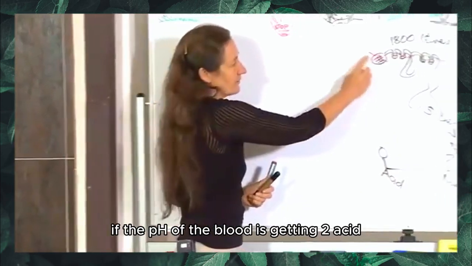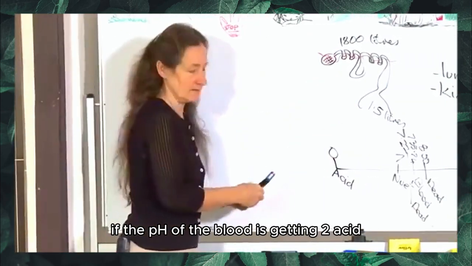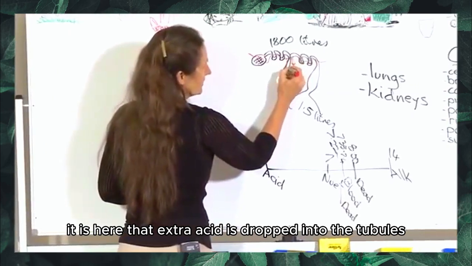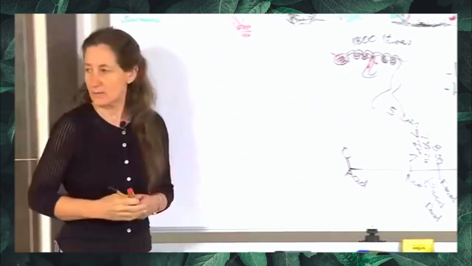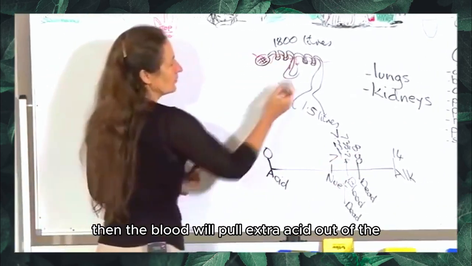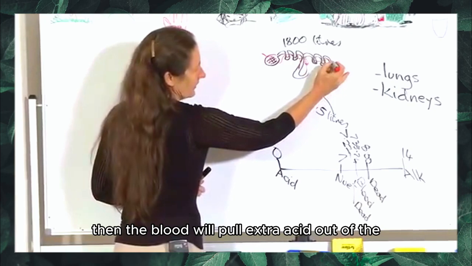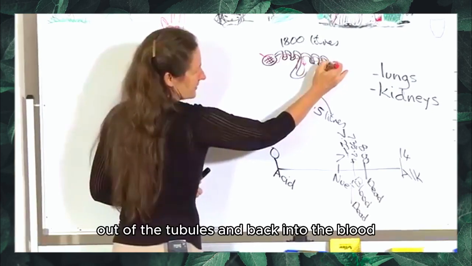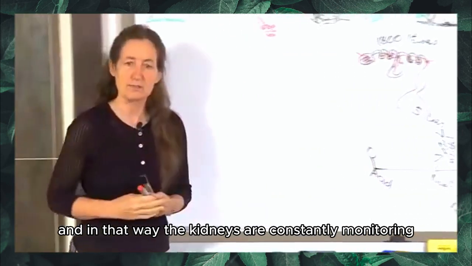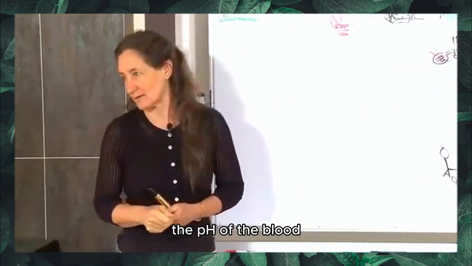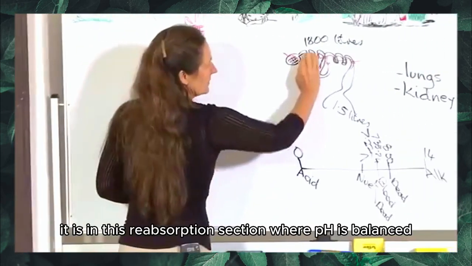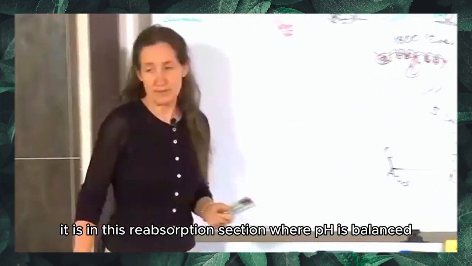If the pH of the blood is getting too acid, it is here that extra acid is dropped into the tubules to be urinated out. But if the pH of the blood is going too alkaline, then the blood will pull extra acid out of the tubules and back into the blood. And in that way, the kidneys are constantly monitoring the pH of the blood. So you don't have to worry about the pH of your blood. It is in this reabsorption section where pH is balanced.